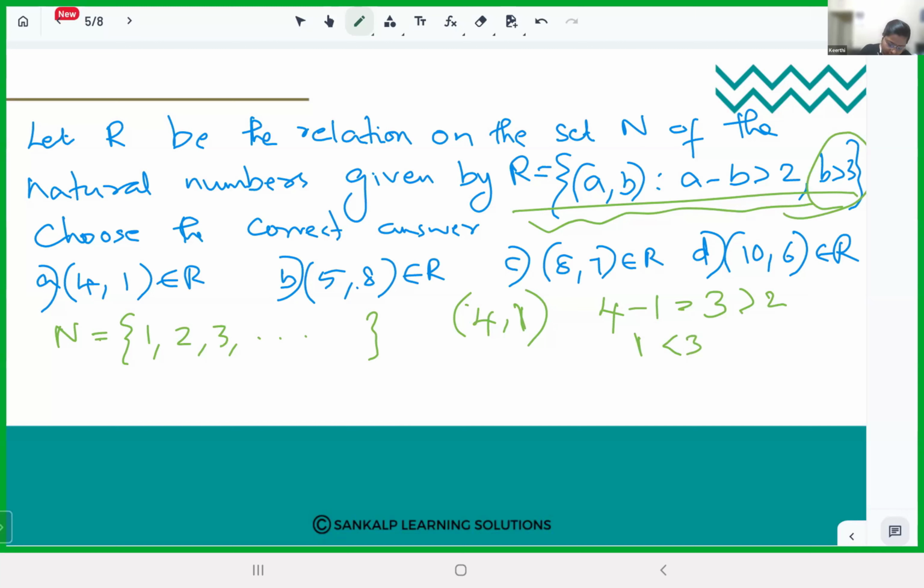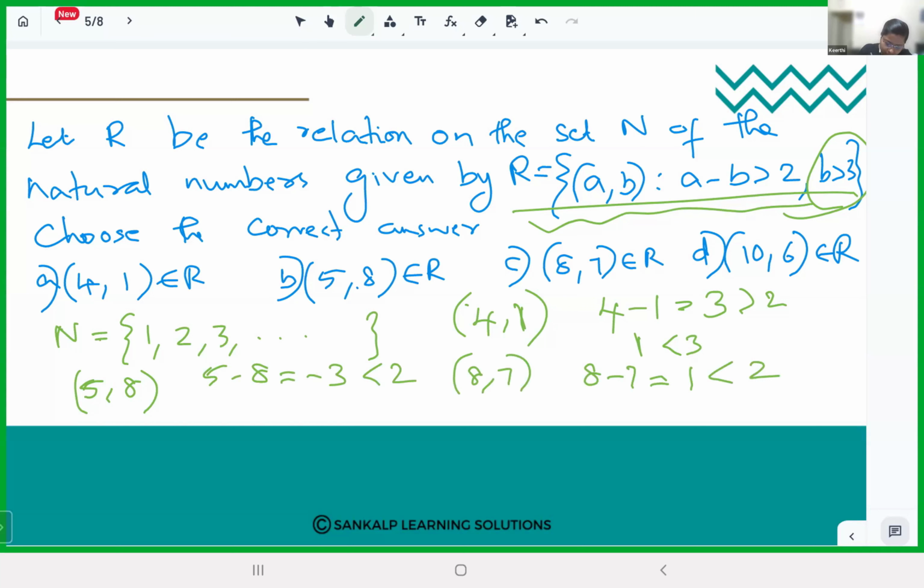Now we move on to the second option, (5, 8). Can we say (5, 8) belongs to R? We have to check the condition. 5 minus 8 is minus 3. Minus 3 is not greater than 2; minus 3 is less than 2. The first condition itself is violated, so (5, 8) also doesn't belong to the relation. Now check the third ordered pair, (8, 7). 8 minus 7 is 1. Is 1 greater than 2? No, 1 is less than 2. So the first condition is not satisfied, and that ordered pair also doesn't belong to the relation.